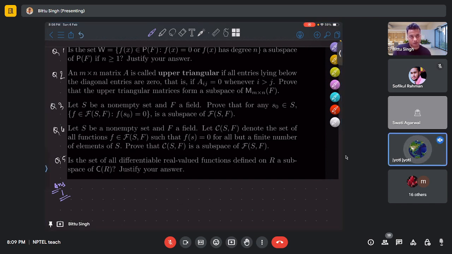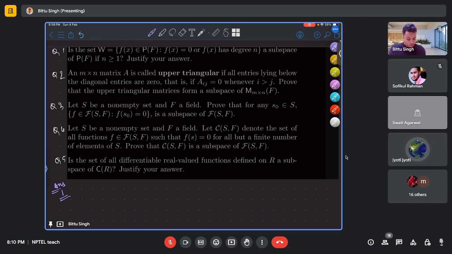Sir, if I take n equal to 2, and the first polynomial is x square plus 2x plus 2 and the second polynomial is minus x square plus 2x plus 2, then the sum is 4x plus 4, and the degree of this polynomial is 1, so it doesn't satisfy this condition, so it will not be a subspace. What you are saying is completely correct, but you cannot choose n, because n is given. You cannot take n to be anything.